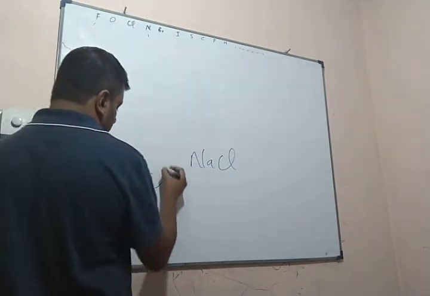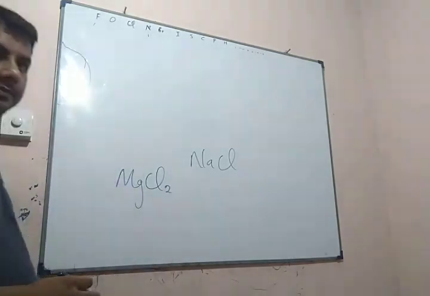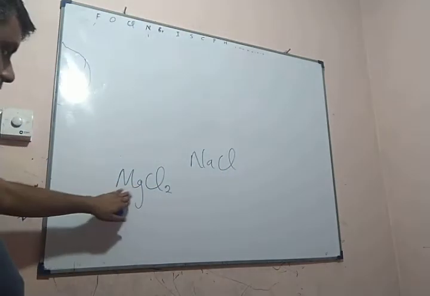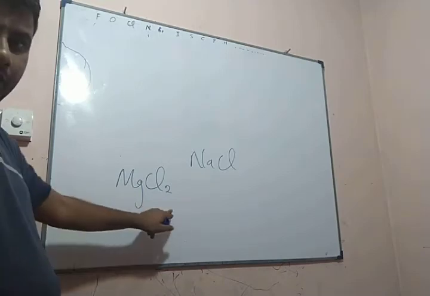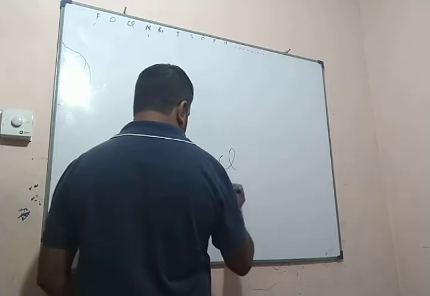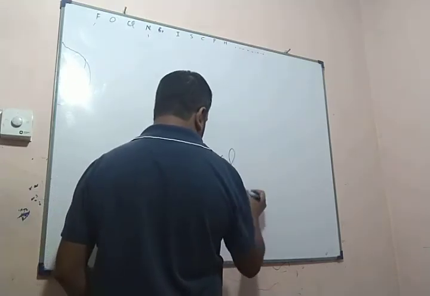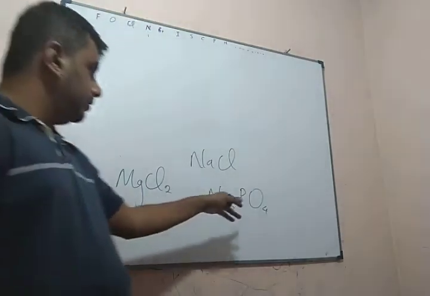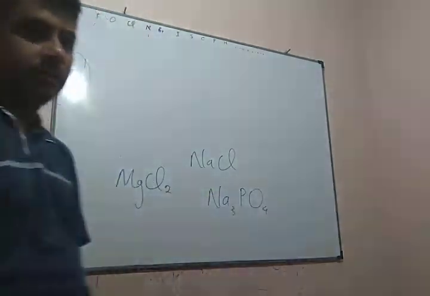MgCl2, right? This is the positive portion and this one is the negative portion. The positive portion is magnesium, the negative portion is chloride. Some complex ones: Na3PO4. Sodium is the positive and phosphate is the negative.